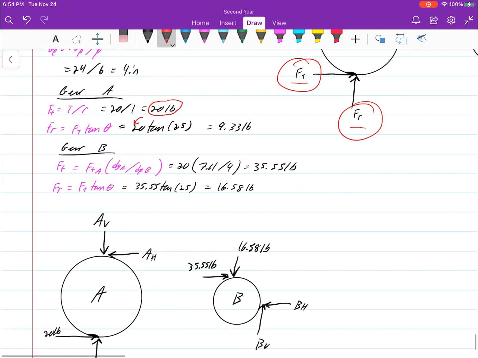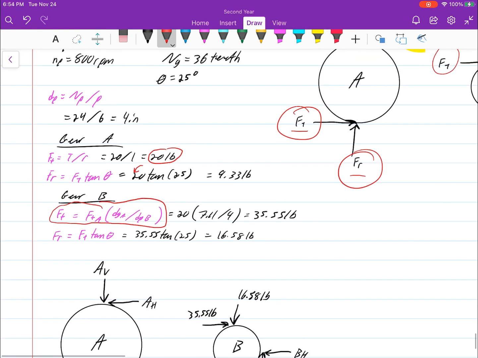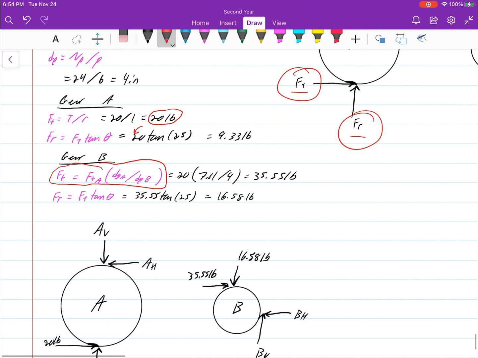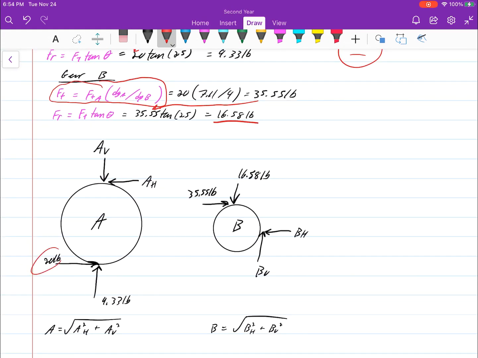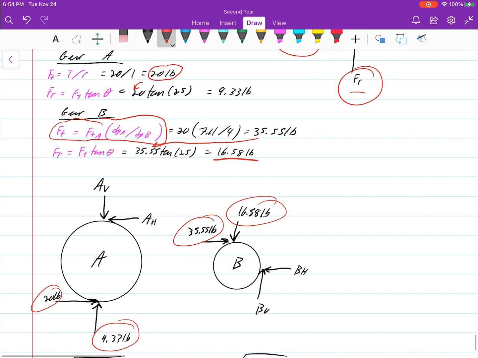Now we have to move on to gear B. We're pretty much going to do the same thing, but using a different equation for the first one, because we don't know what the diameter is. So here's how we can find it using this equation, and we can find the tangential force at the same time, which turns out to be 35.55. Then we take that and put it into the same equation we used above to find the radial force, and it is 16.58. And then you can see them all here on the free body diagram.